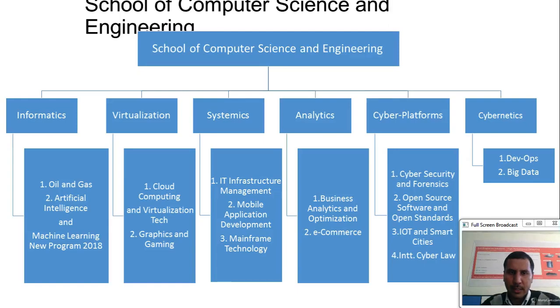Now coming back to this slide, as you can see, we have these six different verticals. Department of Informatics has oil and gas informatics and artificial intelligence. Virtualization is cloud computing and graphics and gaming. Systematics is IT infrastructure and management, mobile application development, and mainframe technology. The Analytics department primarily covers business analytics and optimization and e-commerce. Cyber Platform covers cyber security and forensics, open source and open standard, IoT and smart cities, and integrated cyber law, which is a 6-year program. Then we have a very new program, Cybernetics, which is DevOps and big data.